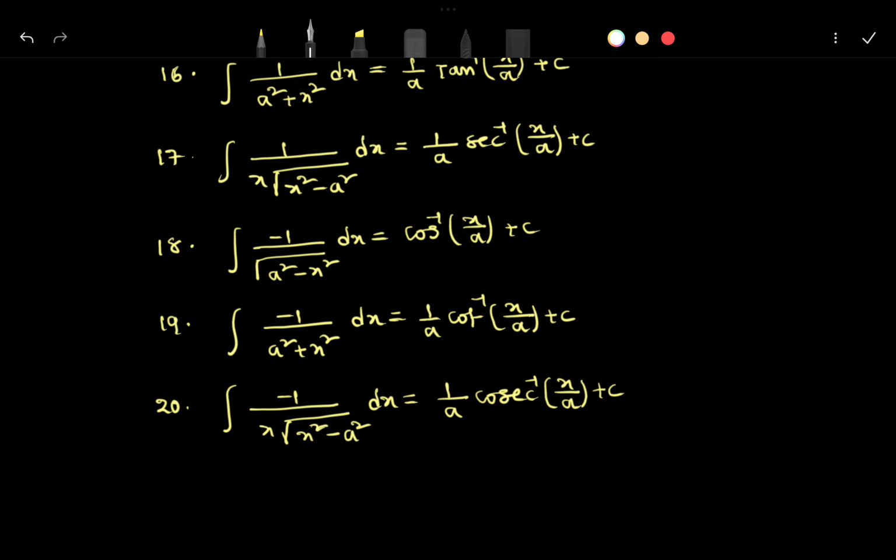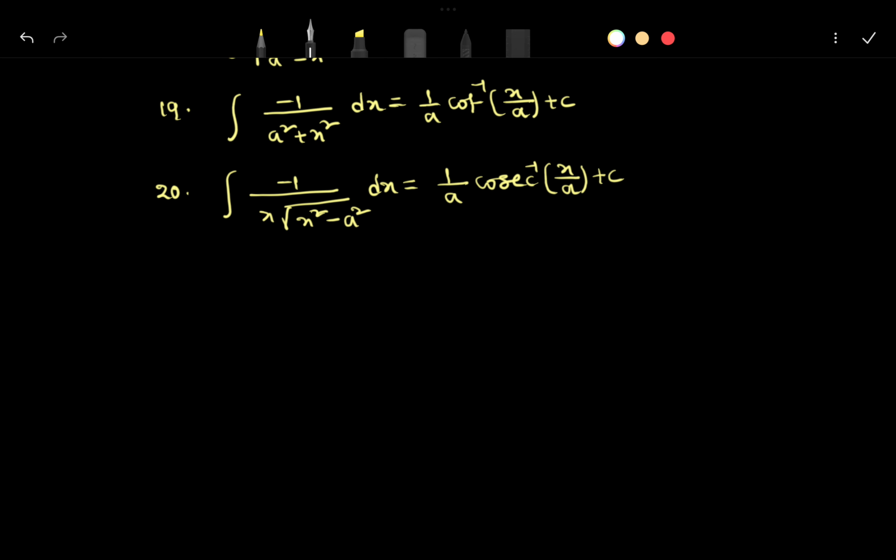Now we are going to discuss a few model problems. Here a few model problems will be discussed. Now the first question will be the integration of secant square x divided by cosecant square x. So how to do this question? Secant square x by cosecant square x into dx.